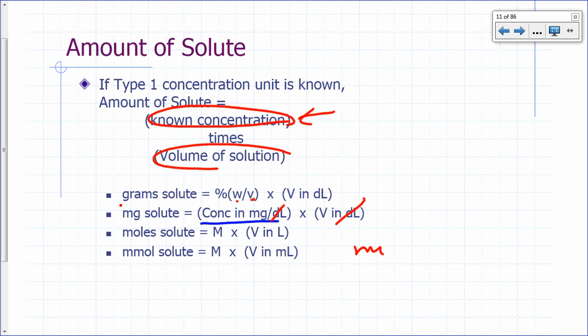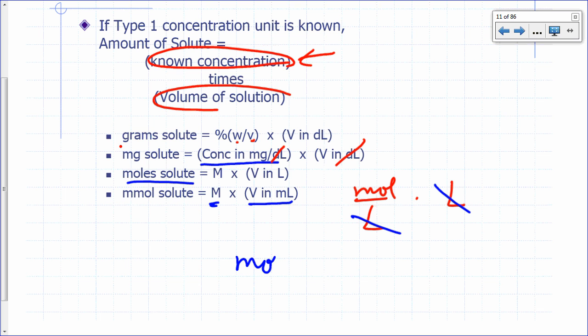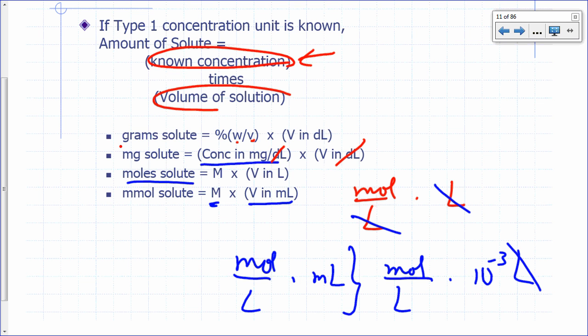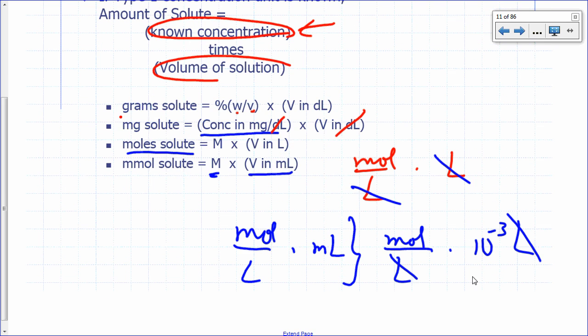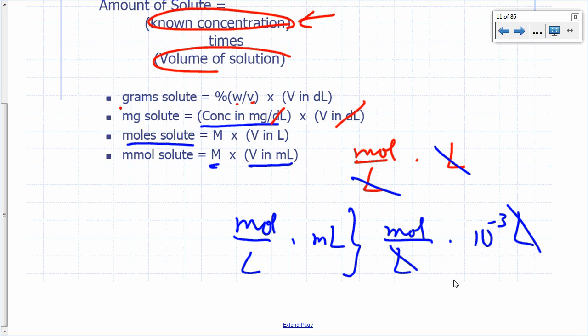Similarly, molarity is moles per liter. So if you multiply molarity by the volume in liters, okay, liters cancel out, that will give you moles of solute. Now, if you multiply the molarity by the volume in milliliters, then what do you get? You have moles per liter times milliliter. That's the same thing as moles per liter times 10 to the negative 3 liters. Okay? And 10 to the negative 3 moles is a millimole, so that will give you millimoles. Okay? Think of it this way. Molarity times liters gives you moles. Molarity times milliliters gives you millimoles.